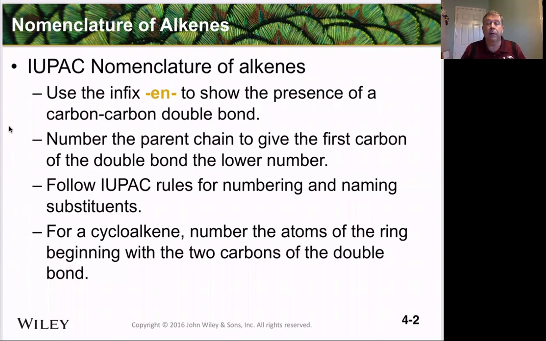We're going to look at the number of carbons in the parent chain, which must contain both carbons of the double bond, and we also will number it from the point where the double bond has the lowest number possible, okay? And we'll practice that in just a minute here. We're going to follow all the other IUPAC rules for numbering and naming of substituents. If we have a cycloalkene, the numbering of the atoms in the ring begins with the 2 carbons of the double bond. So the double bond is always going to start at 1, 2 in the cycloalkene.